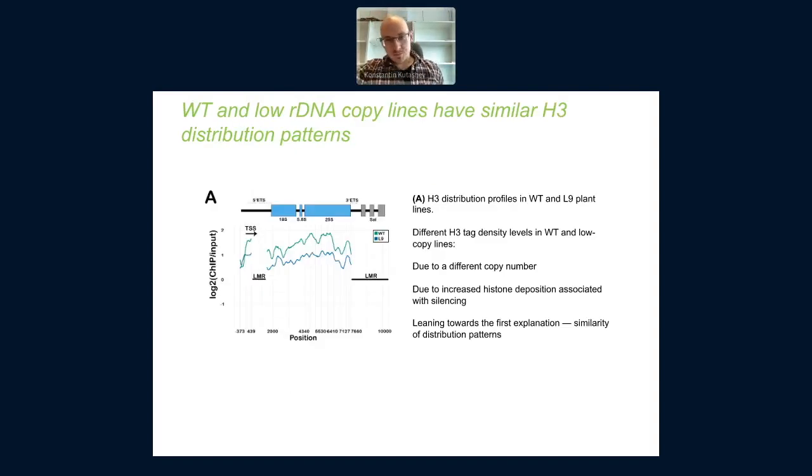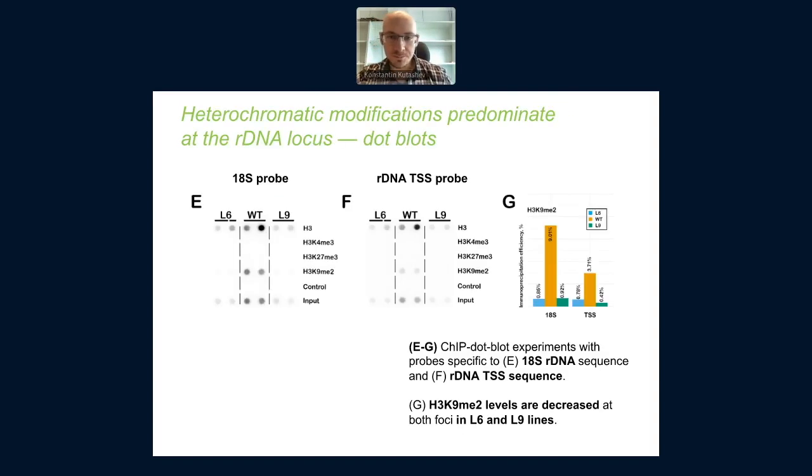We also performed some ChIP-seq analysis on our own lines. Here we compare H3 distribution in wild type and low copy lines, and we can see that the patterns of distribution are quite similar, although the levels are different. I think this conserved pattern shows that there is no major rearrangement of H3 at the locus that occurs with the activation of the repeat.